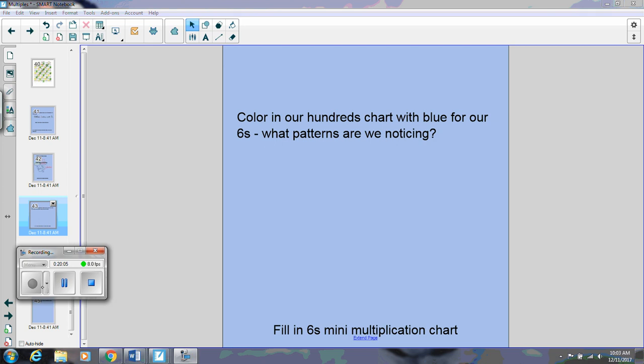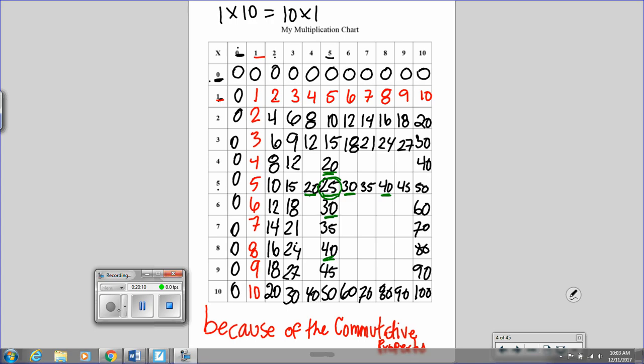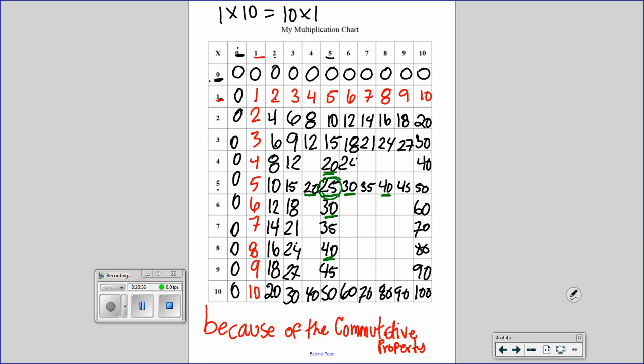Alright, so we're going to fill in our 6s for our multiplication chart. Let's fill it in. 0 times 6 is? 0. 1 times 6 is? 6. 2 times 6 is? 12. 3 times 6 is? 18. 4 times 6? 24. Make sure we're adding that to all the other numbers we've had.